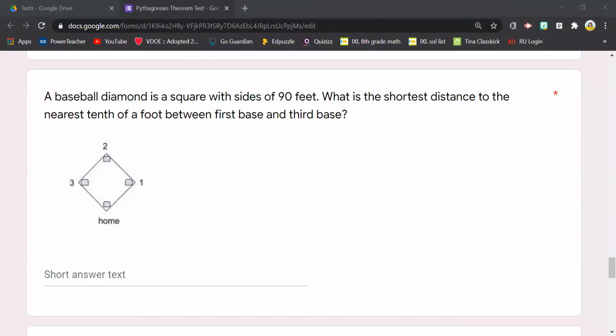Hey guys, I wanted to do a few word problems with you to help you study for your Pythagorean theorem test. So let's look at a few problems.